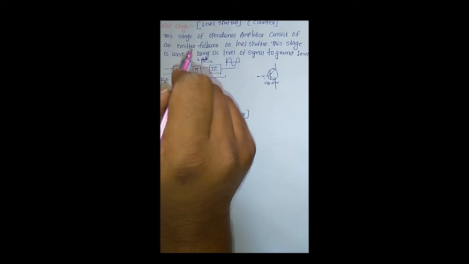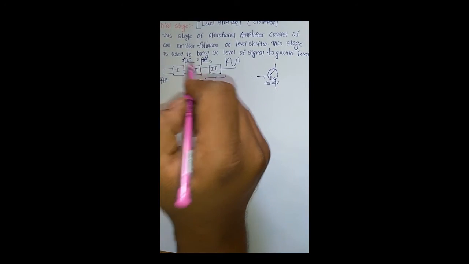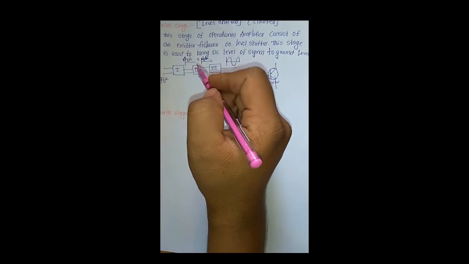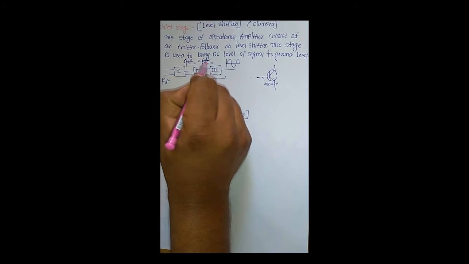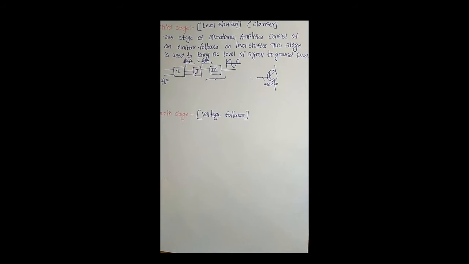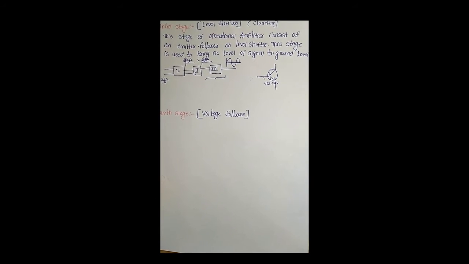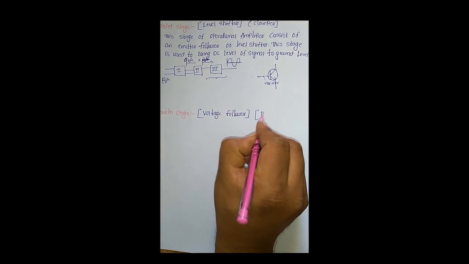In this third stage we are using the clamper circuit. This clamper circuit can act as a DC restorer. It can remove this DC signal so that the signal comes back to the ground level. And next we discuss the fourth stage. The fourth stage we consider as a voltage follower, or we consider it the power amplifier.